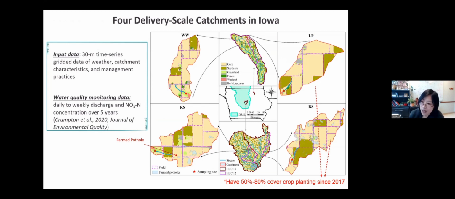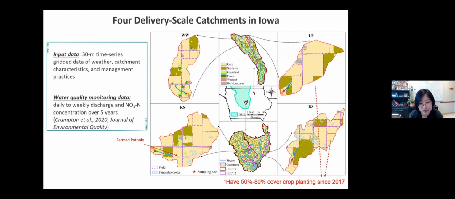Supported by the Iowa Nutrient Research Center, we selected 4 delivery scale catchments in Iowa. Their size ranges from 2 to 5 square kilometers, and 2 of them are in Floyd County and the other 2 in Story County. So they can be viewed as typical tile-drained, agriculture-dominated catchments, and they have a lot of similarity.